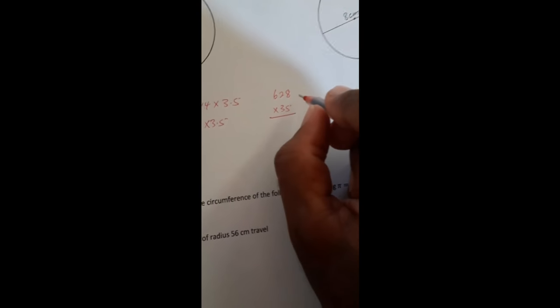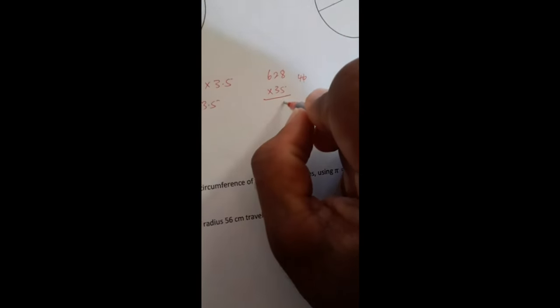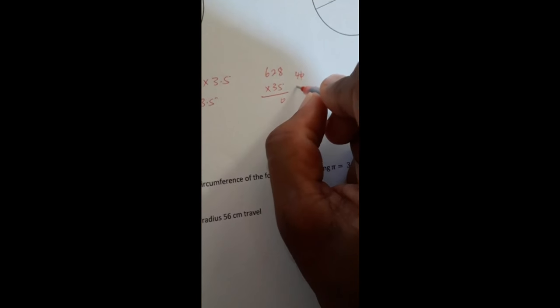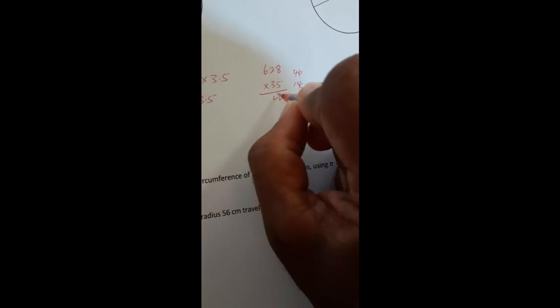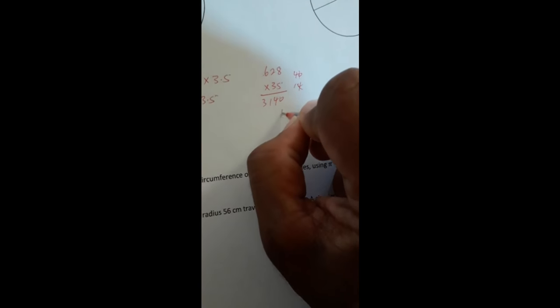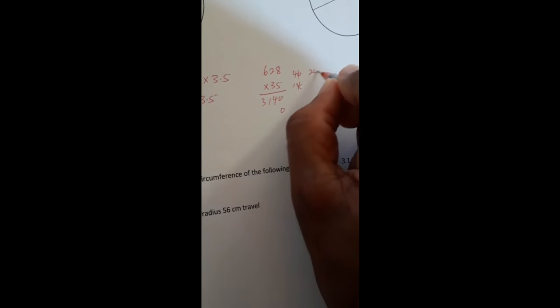Good. 5 times 8 is 40. 5 times 2 is 10, plus 4 is 14. 5 times 6 is 30, plus 1 is 31. We add a 0 there. 3 times 8 is 24. 3 times 2 is 6, plus 2 will give us 8. 3 times 6 is 18. Good, so all I need to do now is to add these numbers.